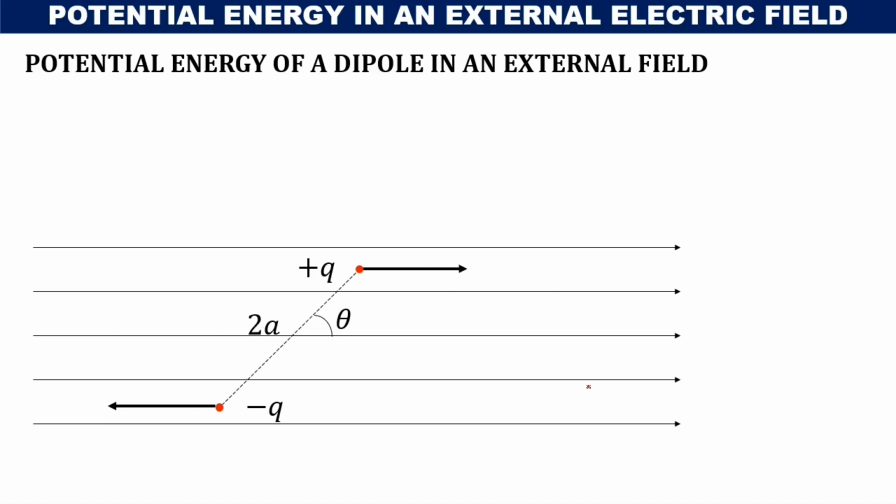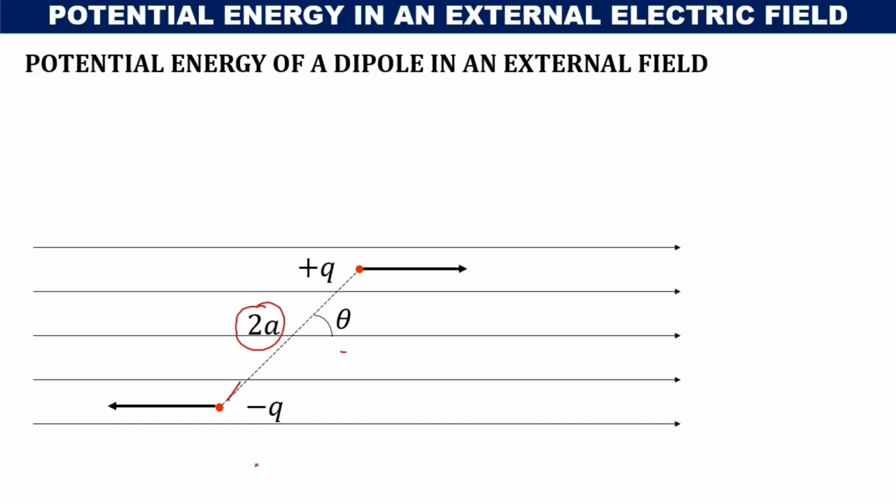Next concept is to determine the expression for the potential energy of an electric dipole when it is placed in an external electric field. An electric dipole is a system of two equal and opposite charges separated by a small distance, which is represented as 2a. The line joining the positions of the positive and negative charges is known as the axis of the dipole. This is the axis of the dipole.